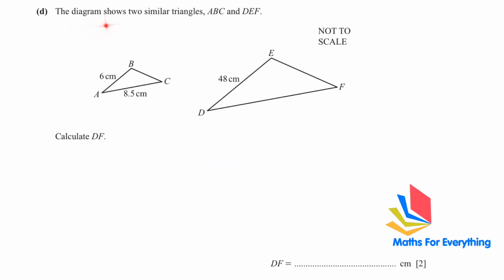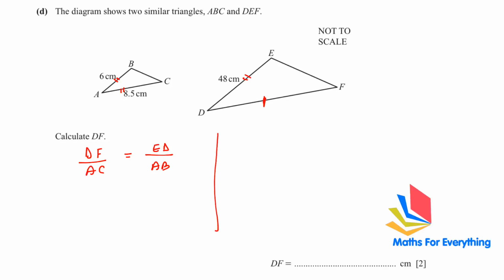Part D. The diagram shows two similar triangles, ABC and DEF. Calculate DF. There are many ways to solve similar triangle questions. For now, I'll show you the ratio way. So write DF and the corresponding side opposite it, which is AC, and AD over AB.